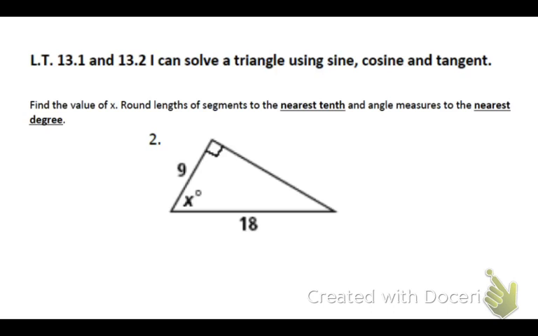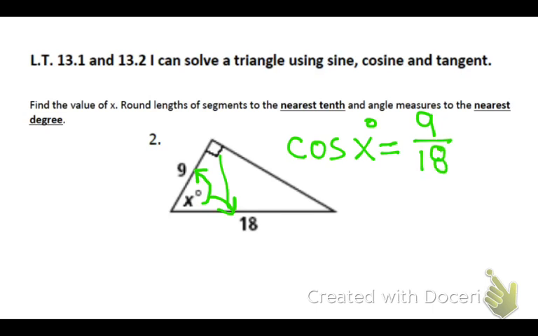Okay, we're looking to solve this. Now, we have to solve for x. So we have the adjacent side here, and then we have the hypotenuse, because it's straight across from the 90-degree angle. So adjacent over hypotenuse is cosine. So we're going to say cosine of x, we don't know how much that is, equals 9 over 18.